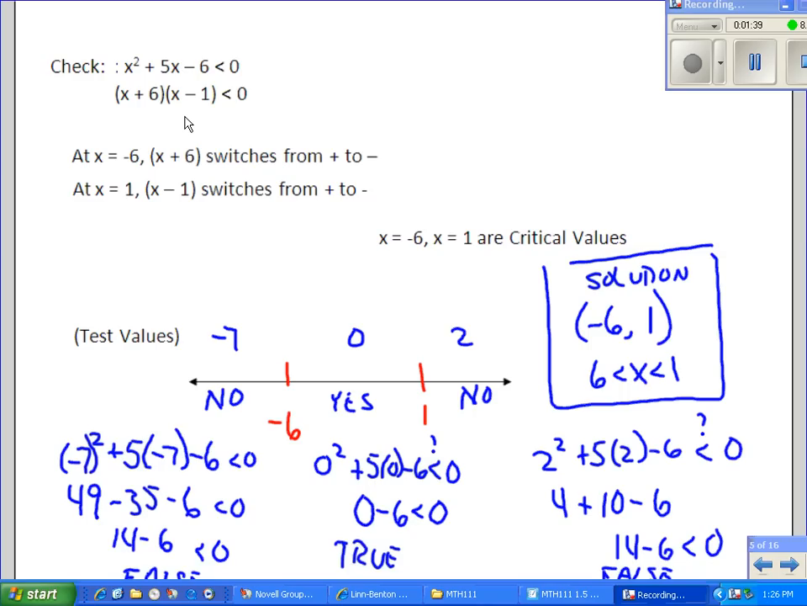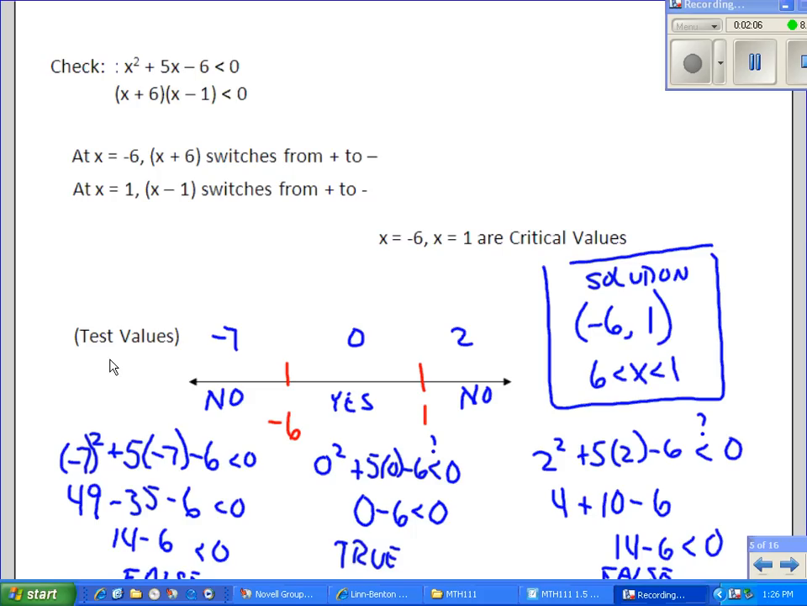But again, for me, what works a little better is the critical value process. So what we're going to do is look at each factor and find the two values where the factors are 0, negative 6 and 1. And we're going to call those critical values. And then we can take the two critical values, the negative 6 and the 1, and that divides the number line into three different areas. The values below negative 6, the values between negative 6 and 1, and the values greater than 1.